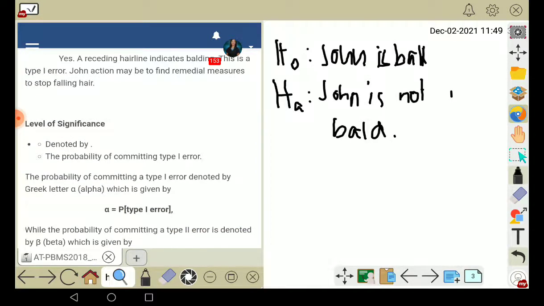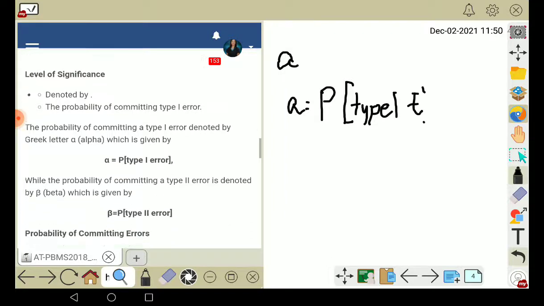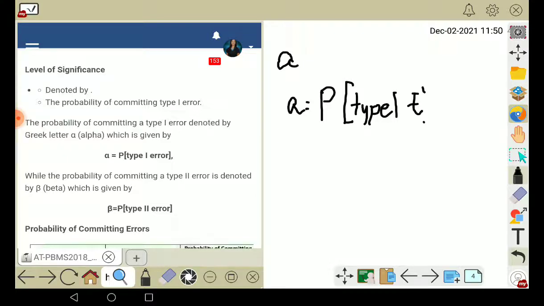So we have here the level of significance. A level of significance is denoted by alpha. The probability of committing type 1 error is denoted by alpha, the Greek letter alpha, which is equal to the probability of a type 1 error. While the probability of committing type 2 error is given by beta. We are already using symbols here.